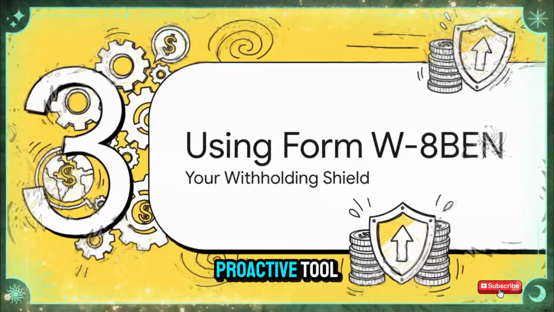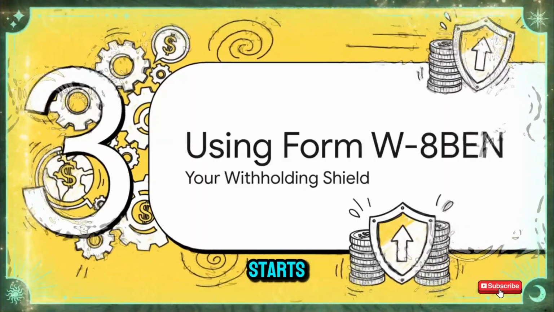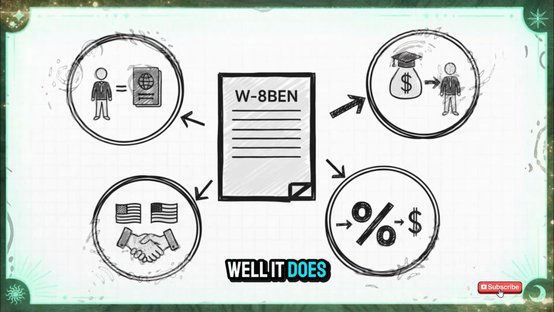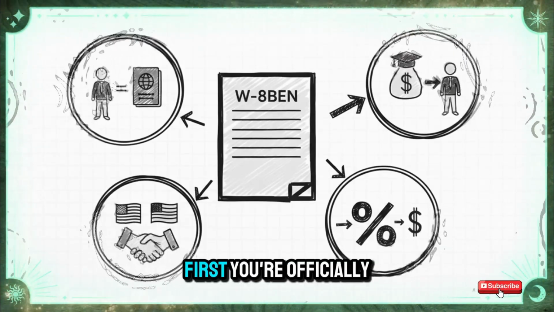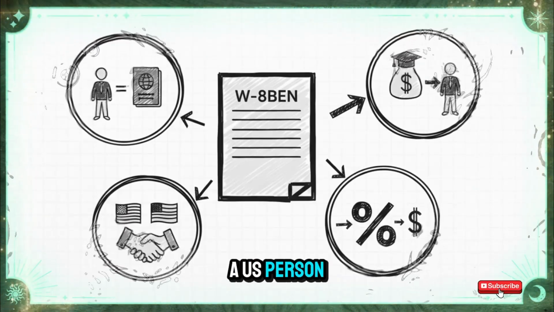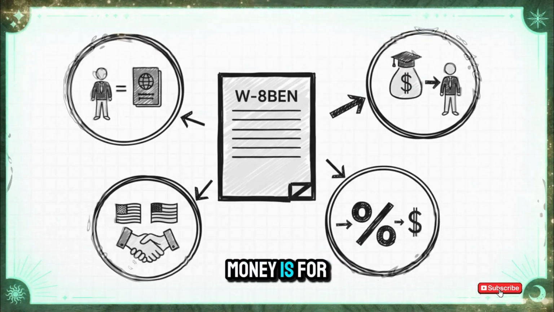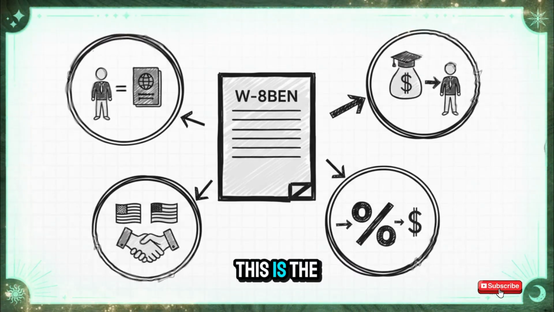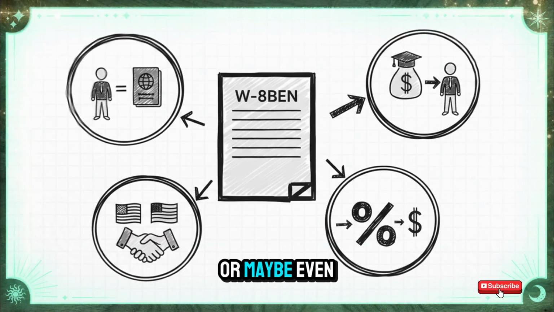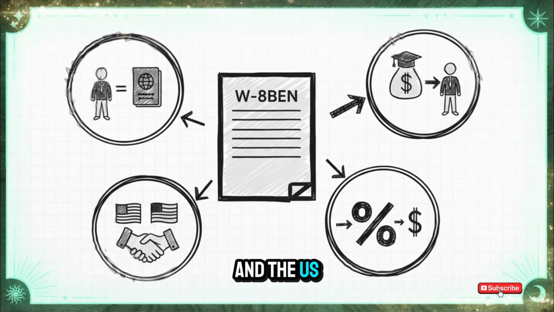This is your proactive tool to stop that 30% withholding before it even starts. So what's this form all about? Well, it does three really important jobs. First, you're officially telling your university, hey, I'm not a US person. Second, you're saying, yep, this scholarship money is for me. And third, and this is the big one, it's how you can claim a lower tax rate or maybe even a zero tax rate if there's a tax treaty between your country and the US.